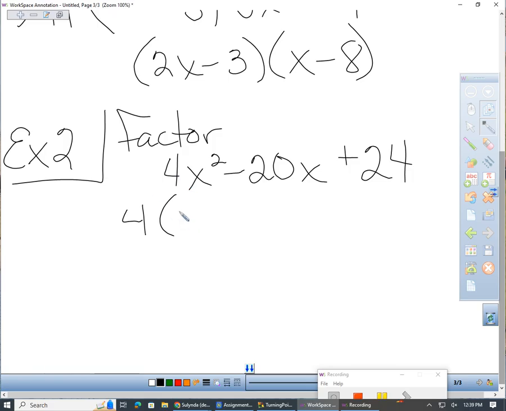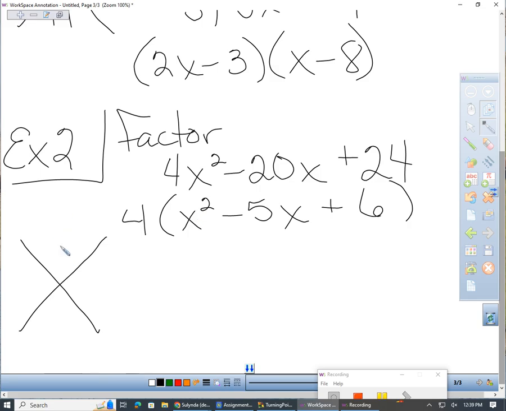So if I take out a 4, I'm left with x squared. Take out a 4 here, I get minus 5x. I take a 4 out of 24, I'm left with 6. Now I'm going to draw my x, and I totally agree with Evan. We take 6 times 1, right? The last number times the first gives us 6. Middle number is negative 5. Help me out with the sides. What are they? Negative 3 and negative 2. Good. Nice job.